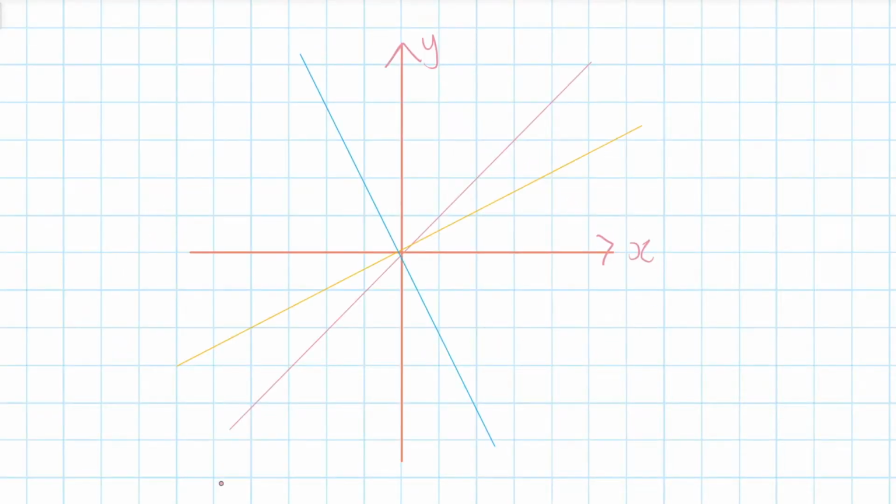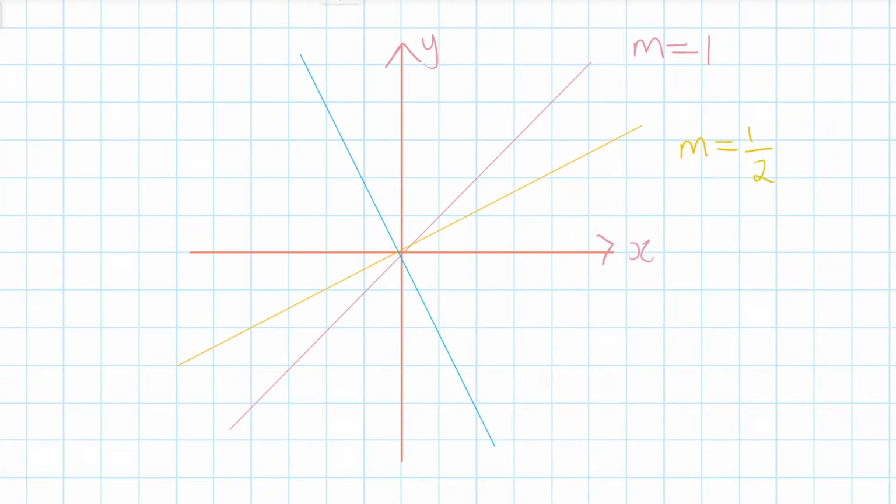Let's take a look at these lines here, starting with the pink one. It goes along 1 square, up 1, along 1, up 1, along 1, up 1. So our gradient here, or the letter m we call it, is 1. For the yellow now, let's count. Along 1, up a half, along 1, up a half, along 1, up a half. So our gradient for this yellow line is a half.